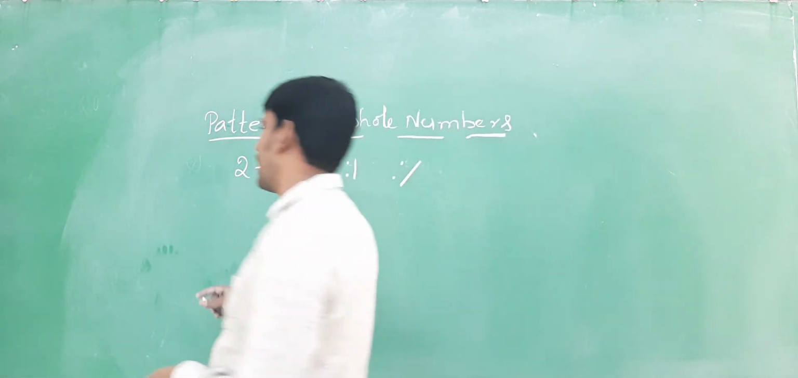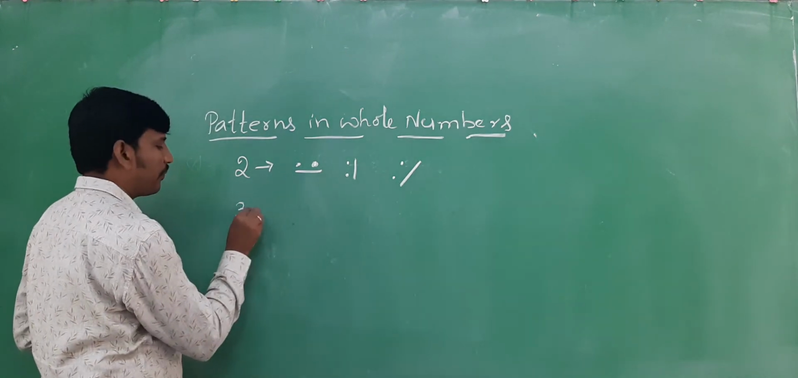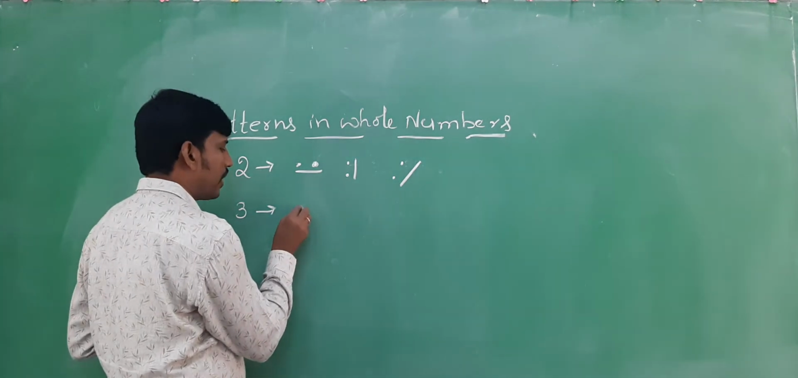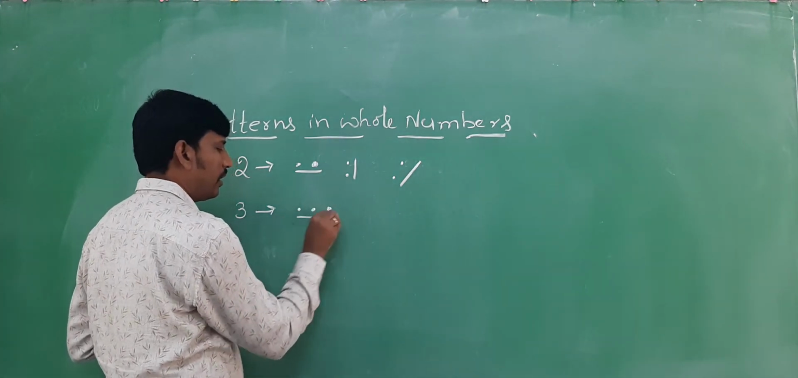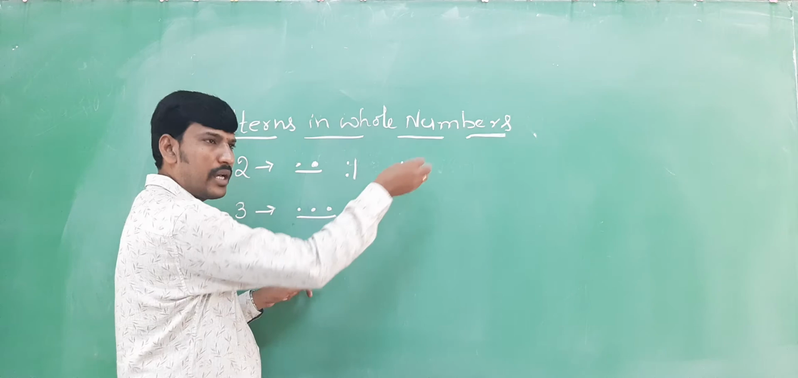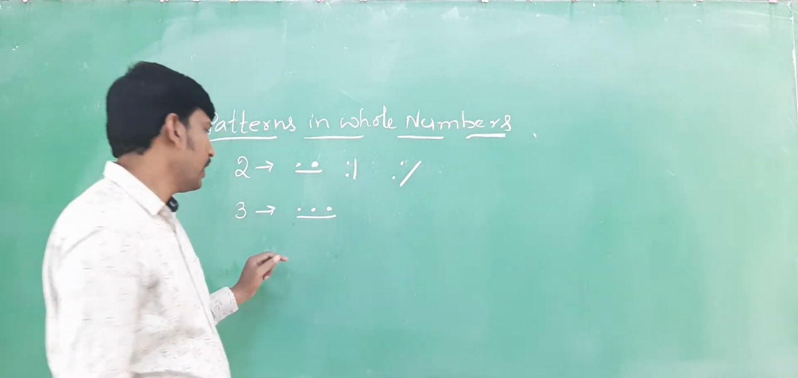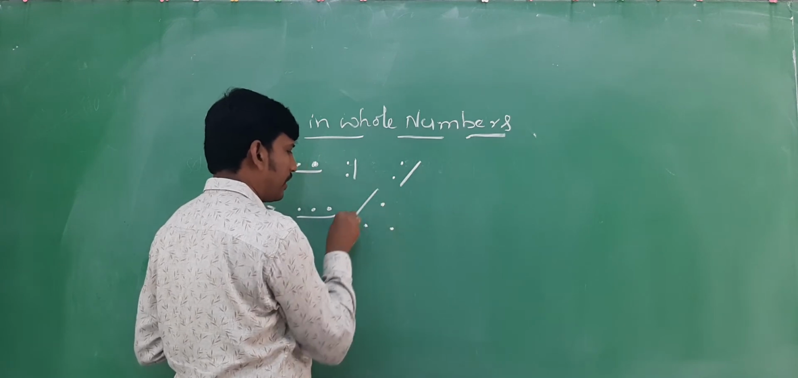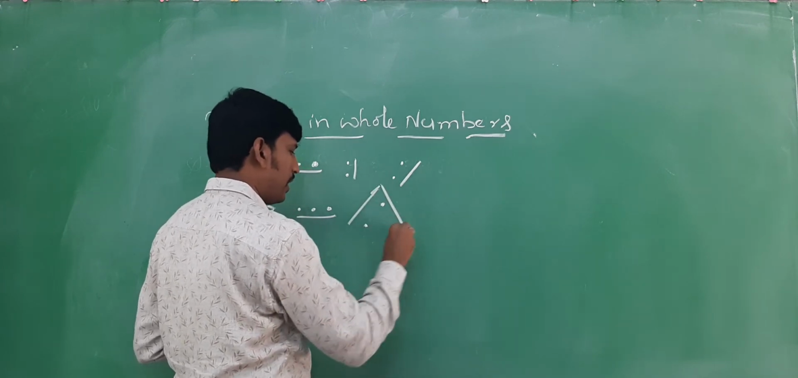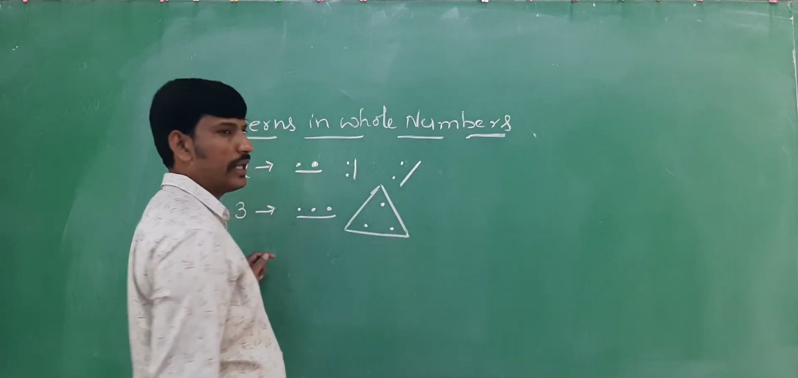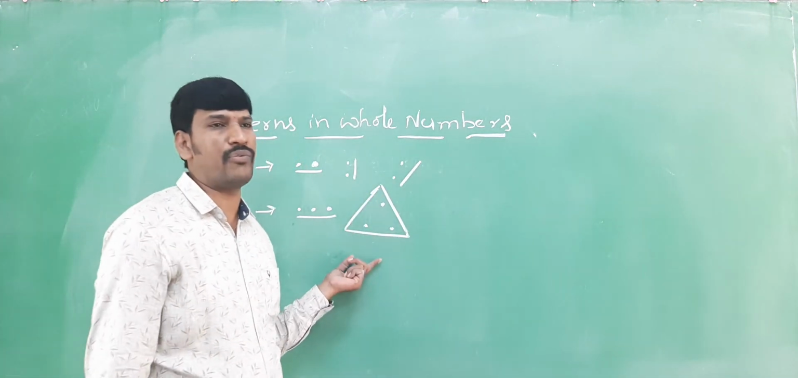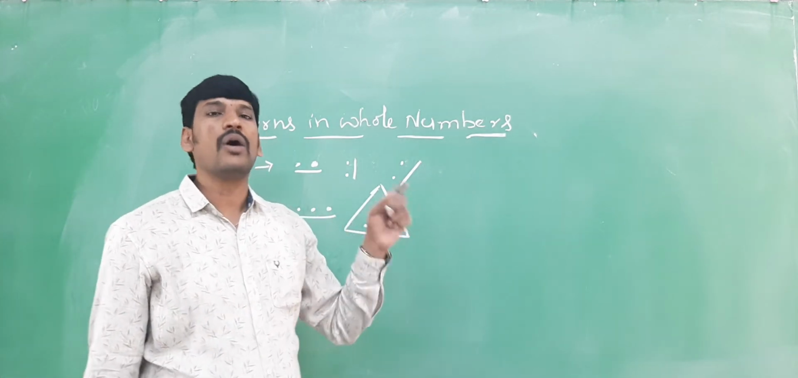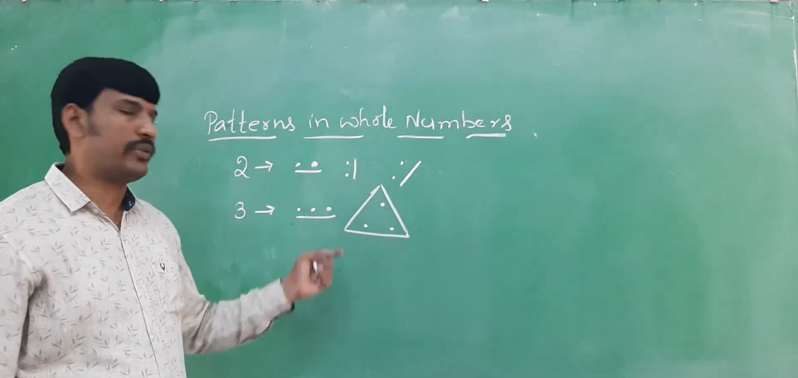Now let us take another whole number, 3. 3 means 3 dots. 1, 2, 3. Either horizontally or vertically or slantly, you will get a line. By using 3 dots, we can also form a triangle, like this. No other shapes will form by using 3 dots. That is, neither a rectangle nor a square will form by using 3 dots.